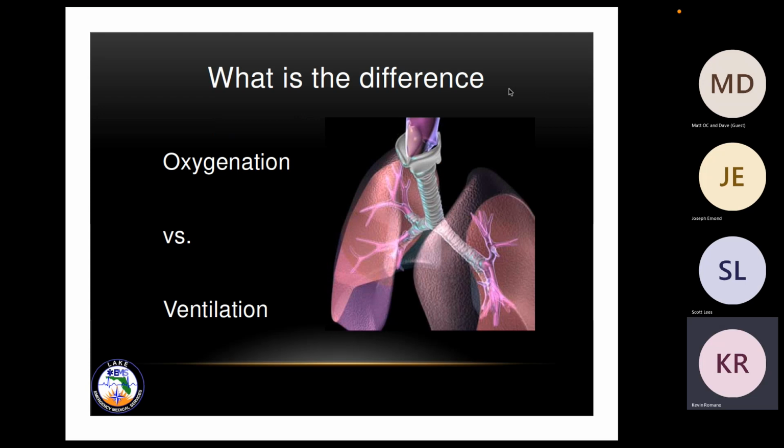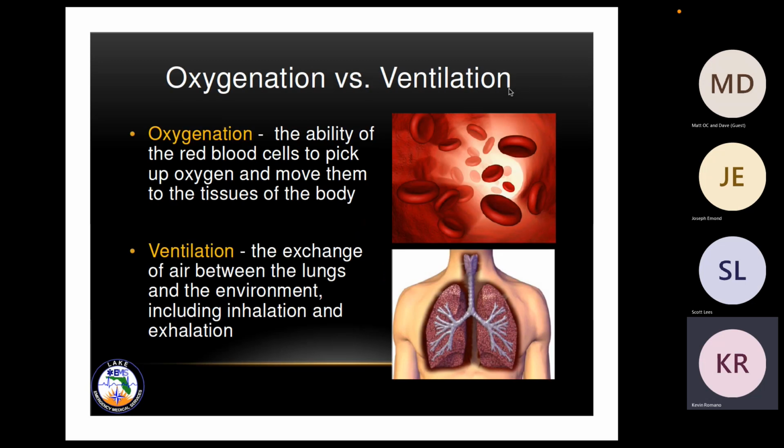So we're going to kind of brush through this pretty quickly as we just went over all this in the previous presentation in regards to oxygenation versus ventilation. But we'll just touch on it really quick. Oxygenation is the ability of the red blood cells to pick up the oxygen and move it through the tissues of the body, right? That's how we oxygenate the system. Ventilation is the exchange of air between the lungs and the environment, including inhalation and exhalation. So we have to have good ventilation to provide good oxygenation.